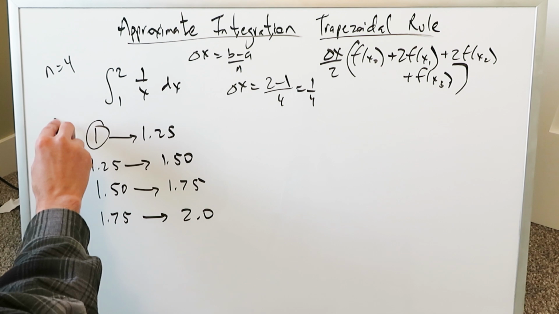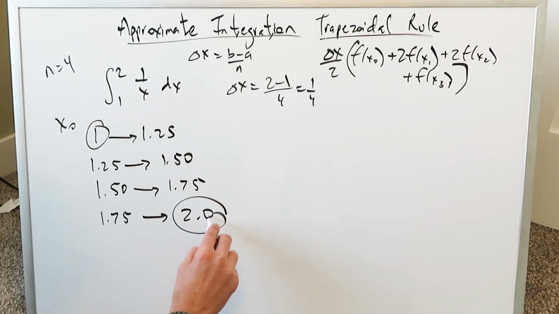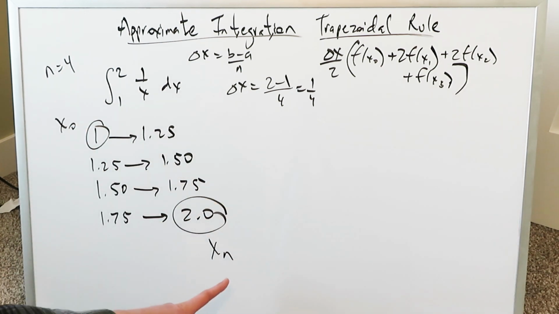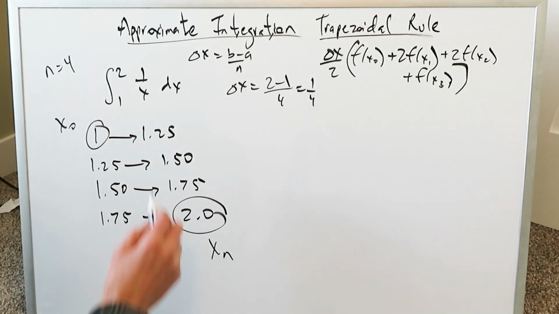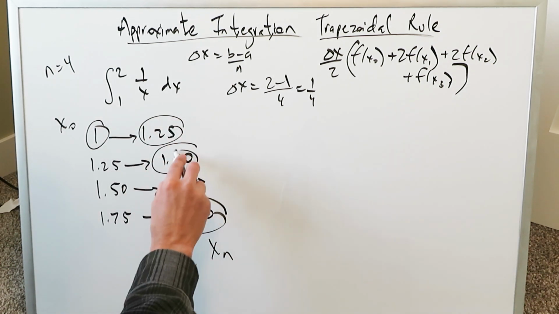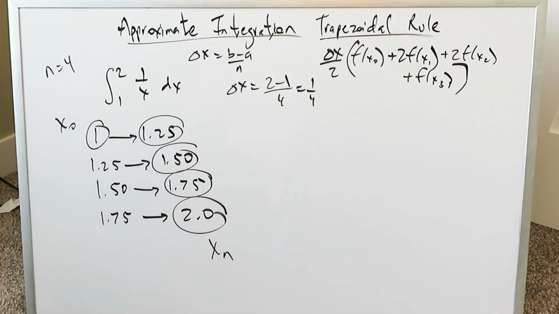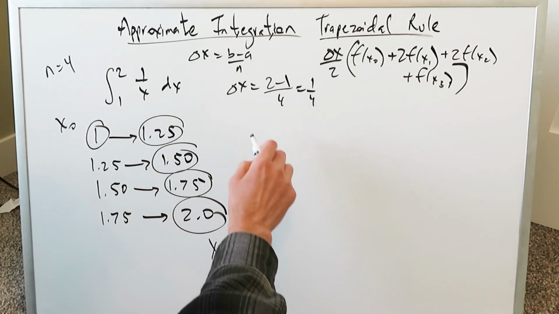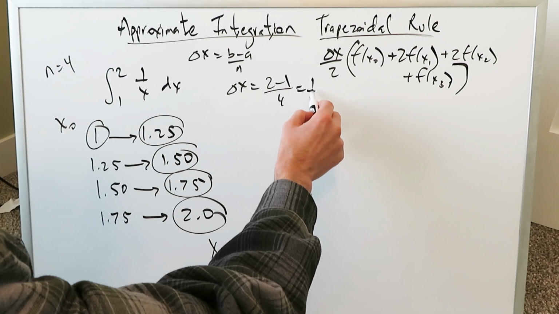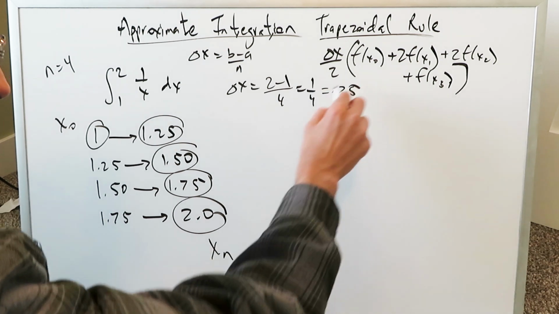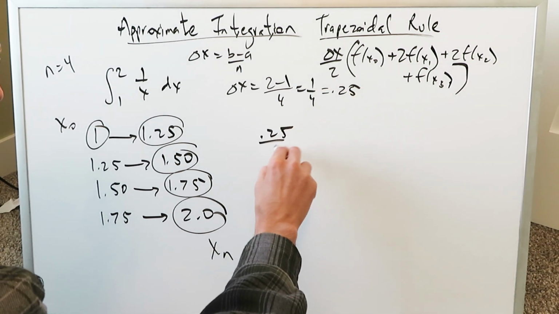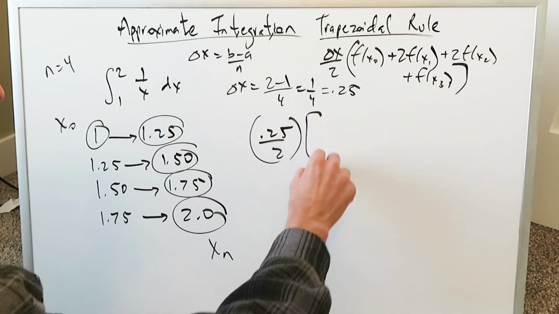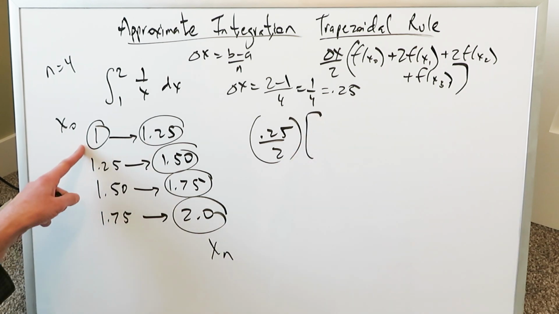This right here will be your x0 value. This here will be your x to the n, the last value, which you can say is x to the 4. And these values right over here will be all your intermediate values. When you're looking at the very first value, everything is falling well into play. You have 0.25, which over 2 is your delta x over 2. F of x0, this right here, is my first term.